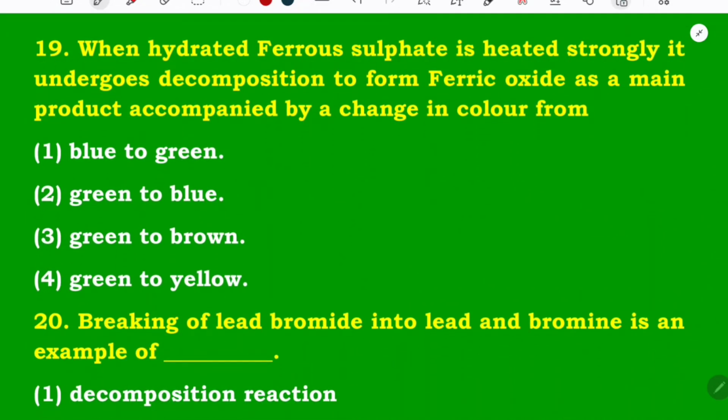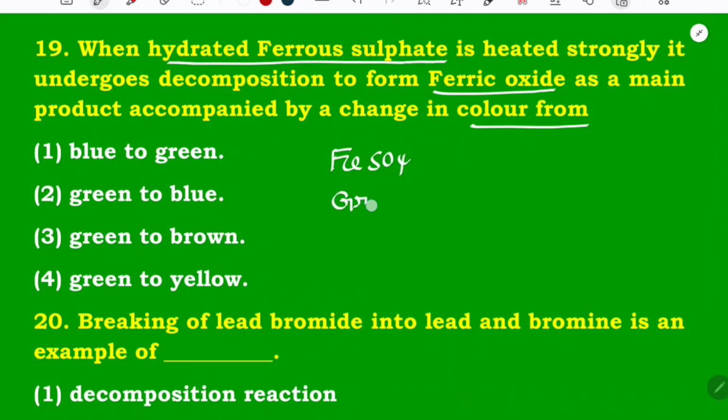So when hydrated ferrous sulfate is heated strongly, it undergoes decomposition to form ferric oxide as a main product, accompanied by a change in color from... So generally, ferrous sulfate color is green. Strongly heating means you can get Fe2O3, ferric oxide. Ferric oxide is which color? Brown color. Already we discussed brown color.